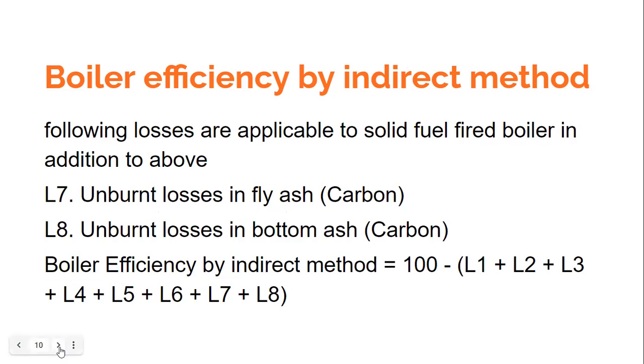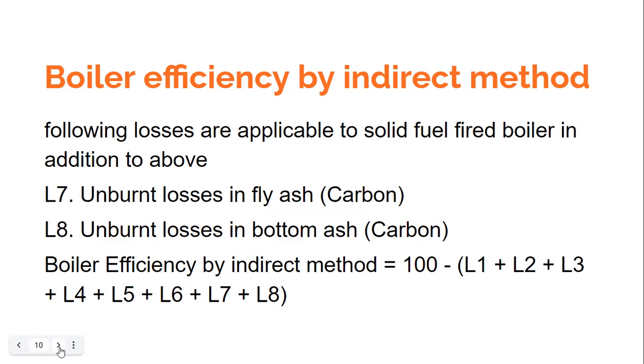These are the losses because of fly ash and bottom ash. If you do an analysis of fly ash, you would find that there is certain carbon content in it. Similarly, if you do an analysis of bottom ash, you would find that there is certain carbon in it. When you see that there is carbon in it, it means that carbon is not burned, and if you are not burning that carbon, certain energy is lost. Certain energy is not tapped. So this is called unburned losses.